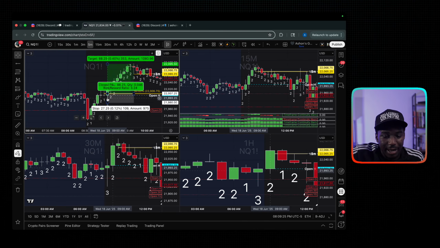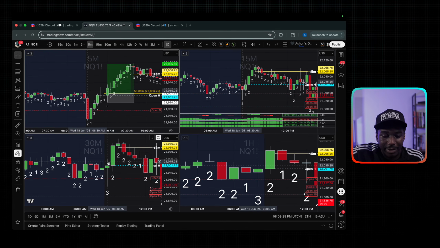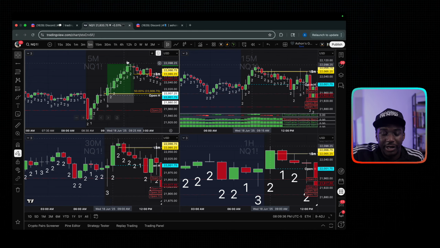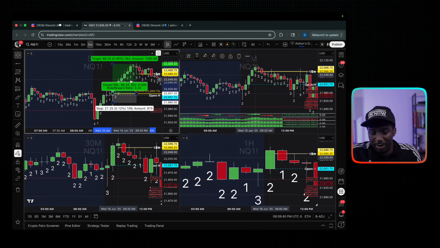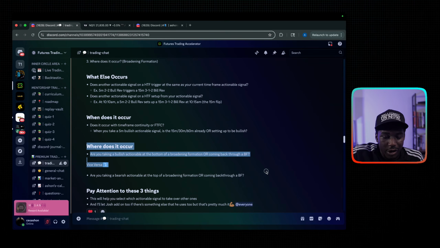Watch this. I took this bullish actionable signal to set up bullish confirmation and bullish actionable signals on the 15, 30, and 60-minute time frames into full intraday time frame continuity to the upside. That's what I'm doing. So those are the two things, two ways you can do it. What else occurs? When does it occur? And then the last thing is, where does it occur?